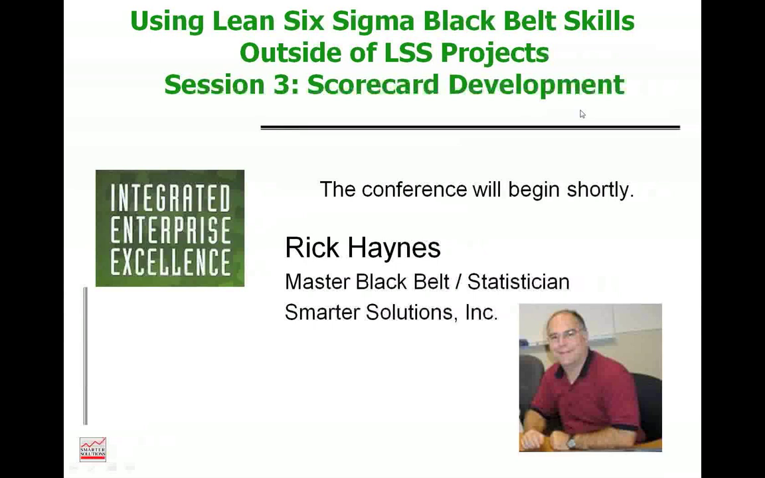Third session of our 8-part series on using Lean Six Sigma Black Belt skills outside of Lean Six Sigma projects. Today the topic is scorecard development, and we will be hearing from Rick Haynes once again.